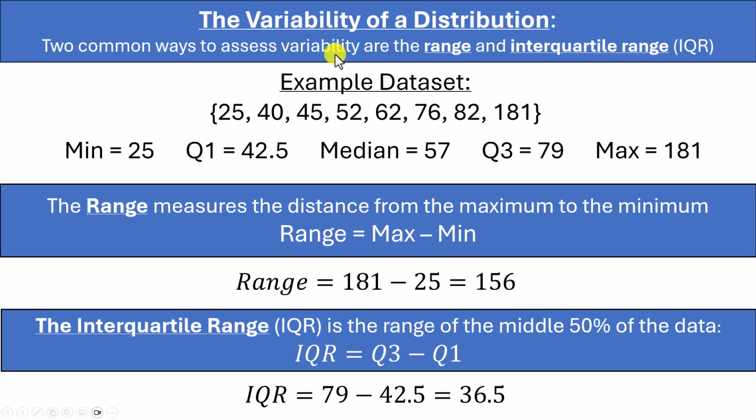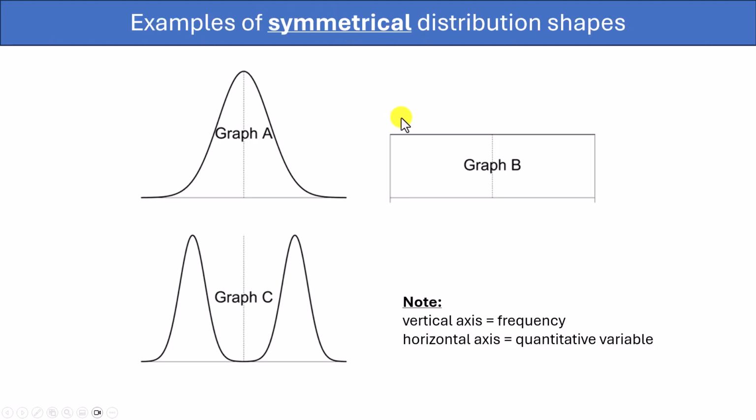Alright, now that we talked about the variability of a distribution, let's talk about the shape of a distribution. Now there's going to be a number of graphs here on the next couple slides, and for any of these graphs, you can think of the horizontal axis as being our quantitative variable, meaning further to the left would be a lower value of our variable, and further to the right would be a higher value of our variable. And then the vertical axis is representing frequency. So the higher points in the graph are representing more common observations.